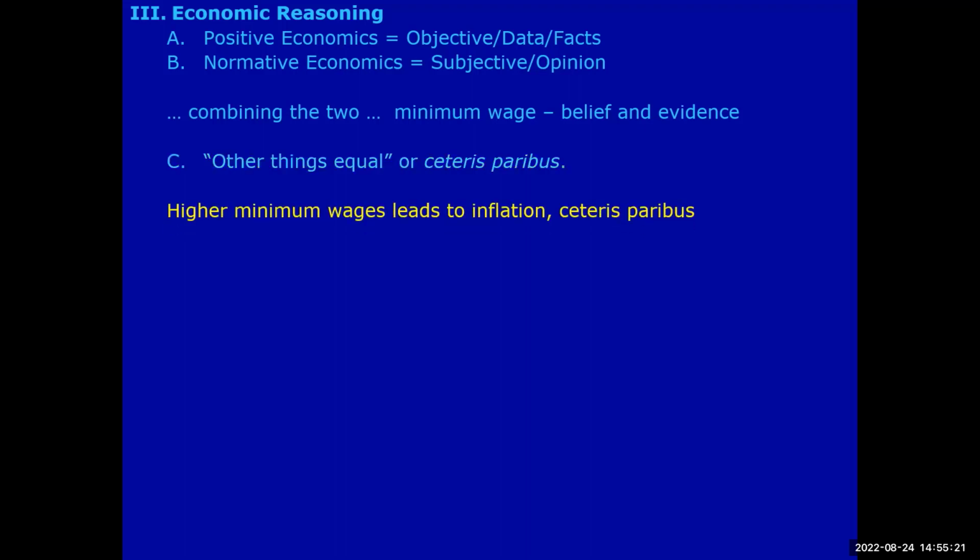So one way I would say ceteris paribus is minimum wage leads to inflation, all other things equal, but that's not always the case. Don't write that down. That's just an example of using that phrase. Purposeful simplifications are things that we use to understand a complex reality without getting into too much detail.